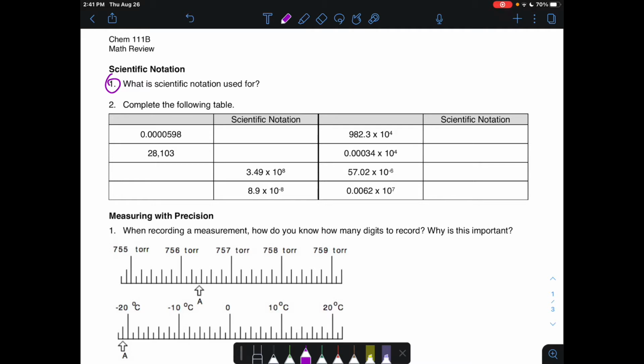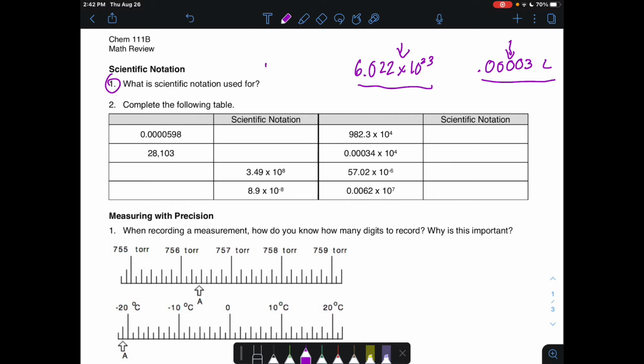So there's a lot of problems in chemistry that have really big numbers, kind of like Avogadro's number, which is 6.022 times 10 to the 23rd power. And these numbers, they're either extremely large or they're extremely small, like 0.0003 liters. An easier way to express these extremely large numbers and these extremely small numbers is by putting them in decimal form. So that is what scientific notation is used for.